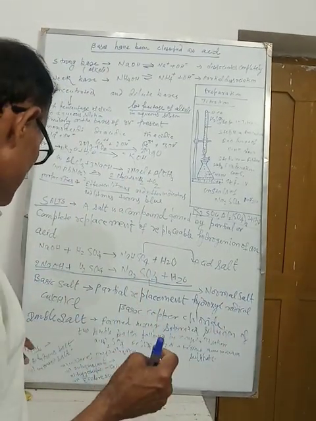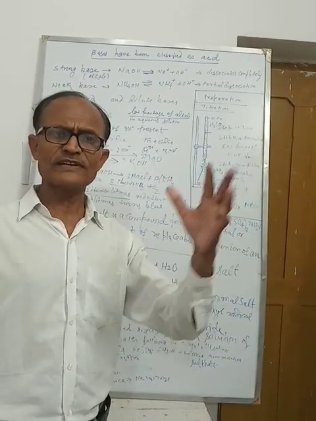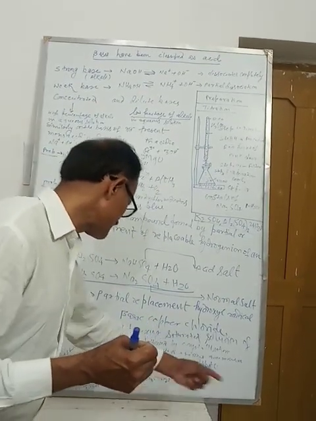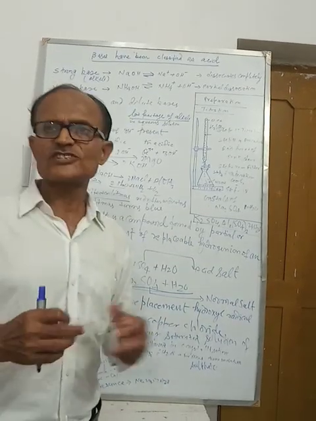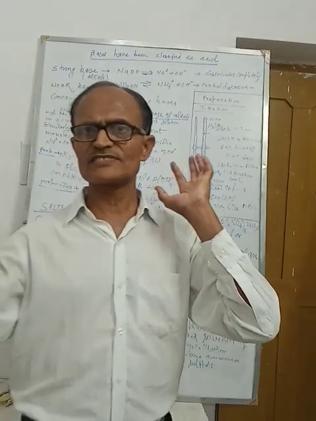Now one more type is the efflorescent substance, a substance that, when left in the atmosphere, loses its water of crystallization, like Na2SO4, 7H2O or 10H2O. When they are left in the atmosphere, they lose their water of crystallization.